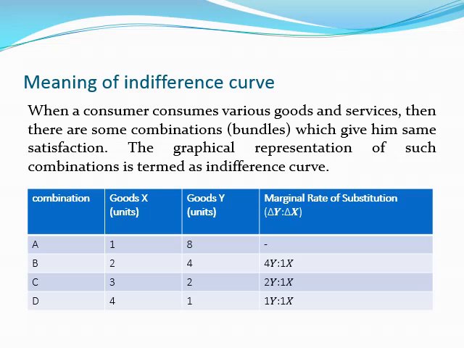This combination A, B, C, D: goods X 1, 2, 3, 4, goods Y 8, 4, 2, 1. This is a marginal rate of substitution, the relation between the change in Y and the change in X: 4Y to 1X, 2Y to 1X, and 1Y to 1X.